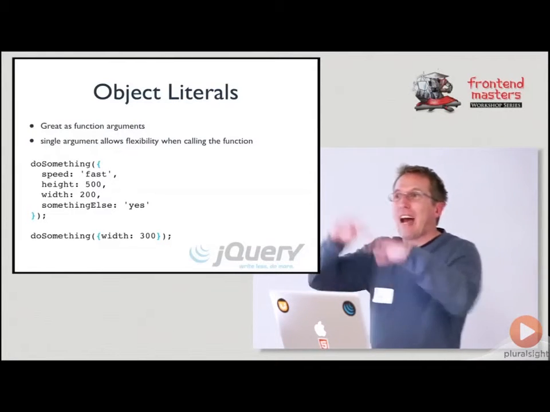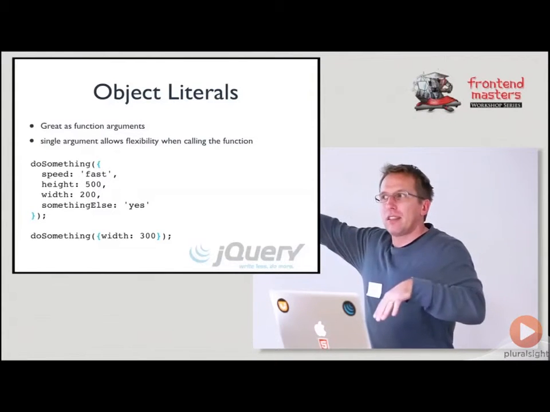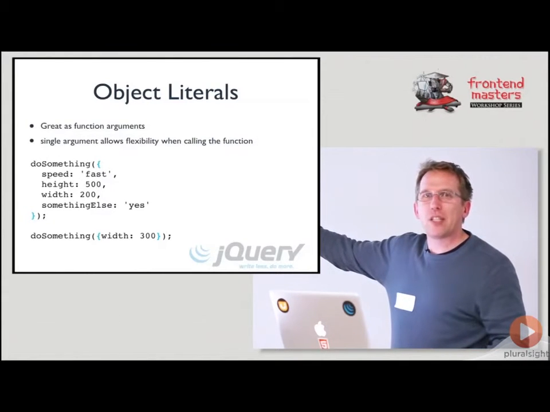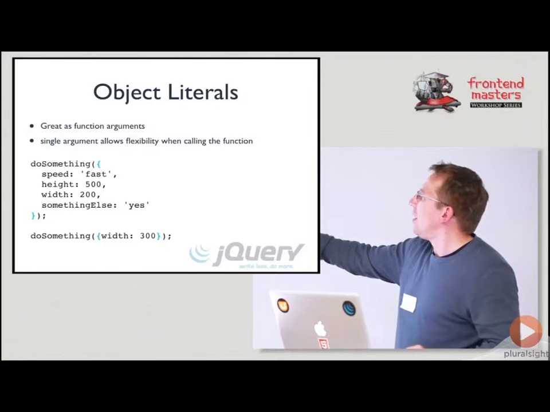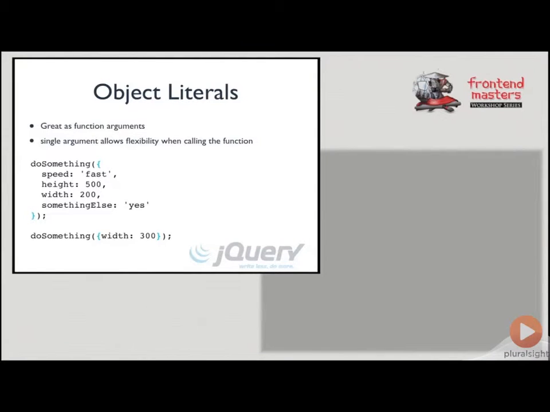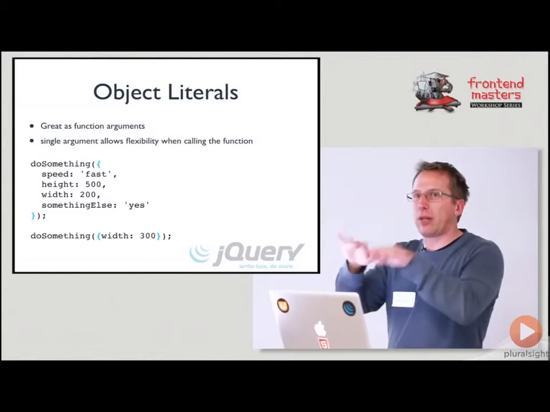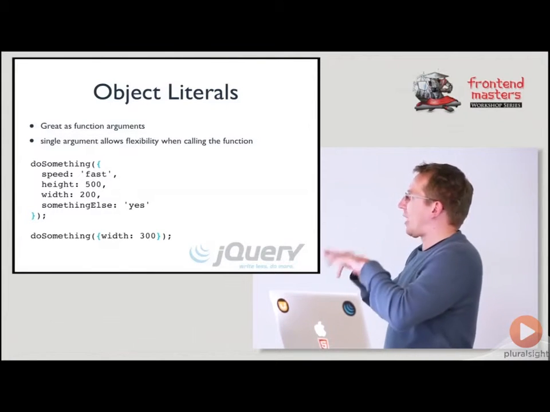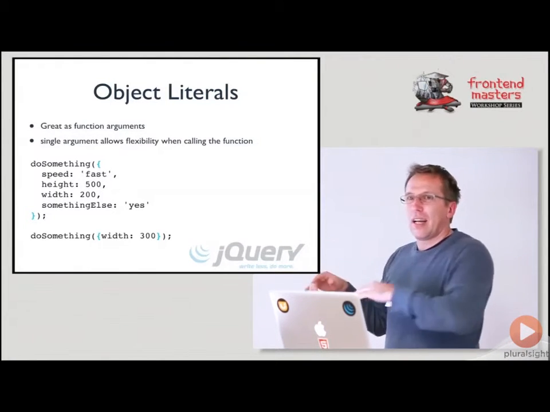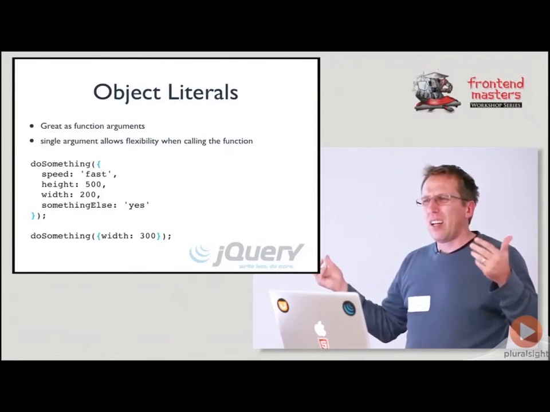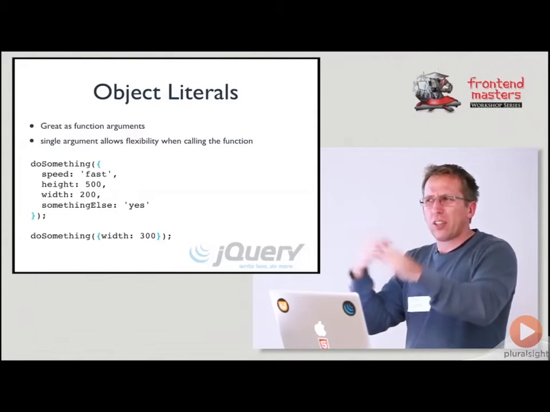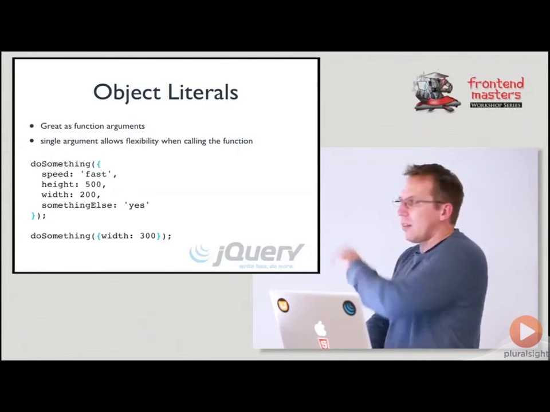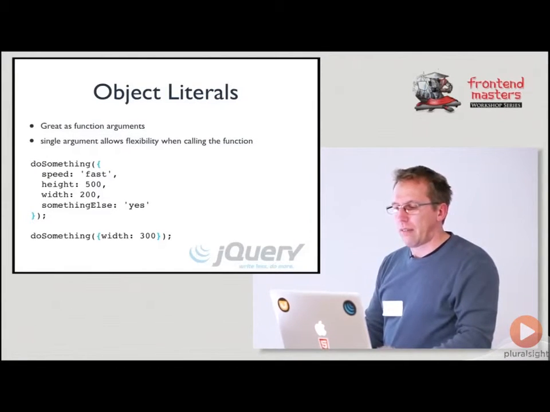It's nice. Instead of having like 15 arguments, you just have one argument, and it's a lot more descriptive that way too, right? You can see the speed is fast, the height is 500, the width is 200, instead of having 3 arguments and having the first one be fast, the second one 500, and the third one 200. This happens to me all the time. I'm like, which argument goes first? Which argument goes second? How does that work? Like in other languages. This kind of thing is really nice when you have a lot of things.